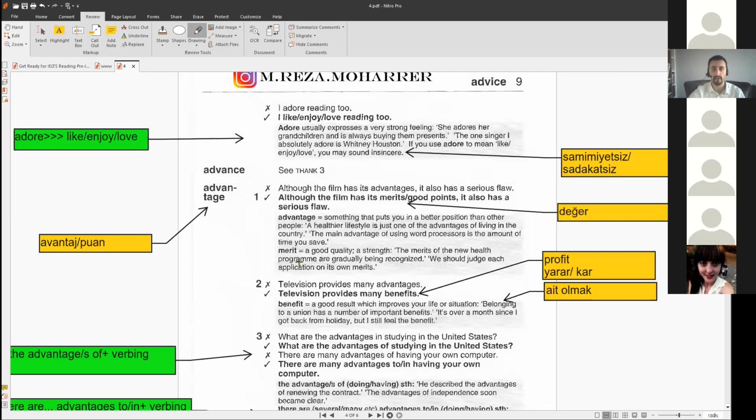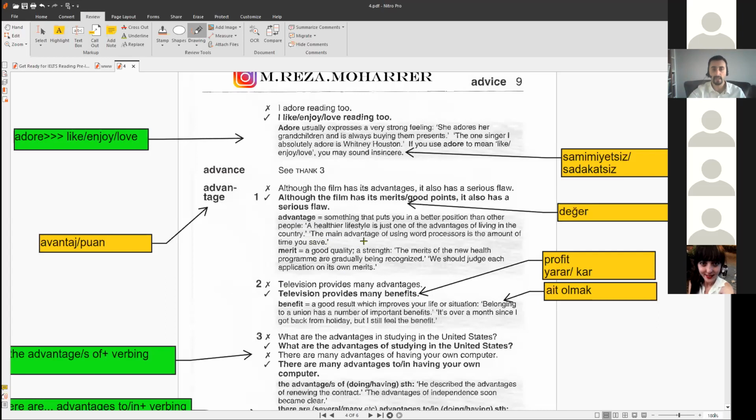As you see here, advantage means something that puts you in a better position than other people. Puts you in a better position. Like in Turkish, you say puan or avantaj. A healthier lifestyle is just one of the advantages of living in the country. One of the advantages, one of the good benefits that puts your life different from other people. So it is in real life.